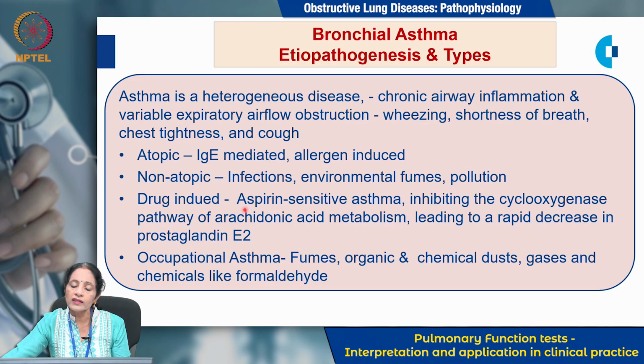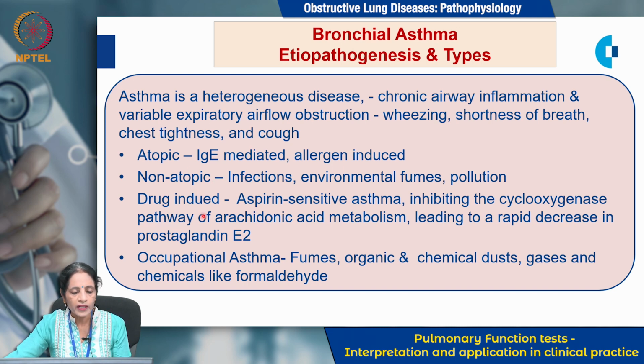Now, coming to the other aspect of chronic obstructive lung diseases, that is bronchial asthma, most important, the etiopathogenesis and types. Asthma, as we all know, is a heterogeneous disease where there is chronic airway inflammation and variable expiratory airflow obstruction leading to wheezing, shortness of breath, chest tightness and cough. There are 4 major types. One is the atopic, IgE mediated, allergen induced bronchial asthma. Second is non-atopic, where infections, environmental fumes and pollution are the causative agents.